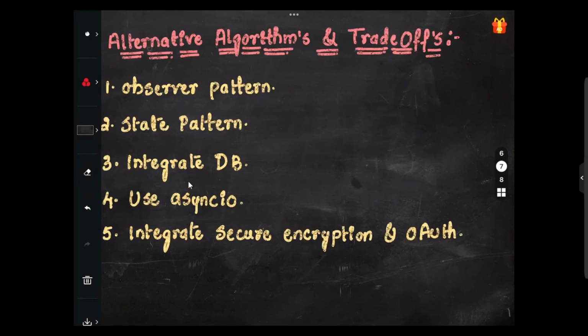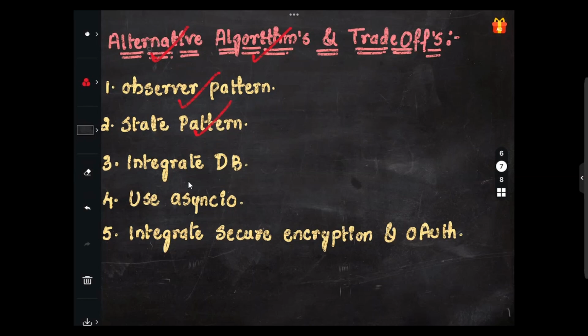The next one is the alternative algorithms and trade-offs, the final one. First, the observer pattern: we could have used it for sending notifications after payment. The second is the state pattern, to handle multiple payment statuses, whether pending, failed, or refunded.